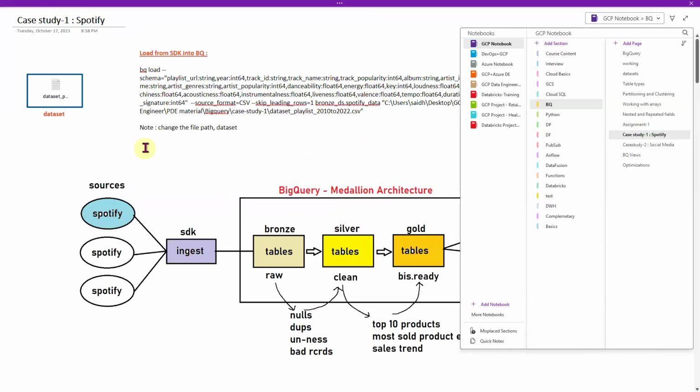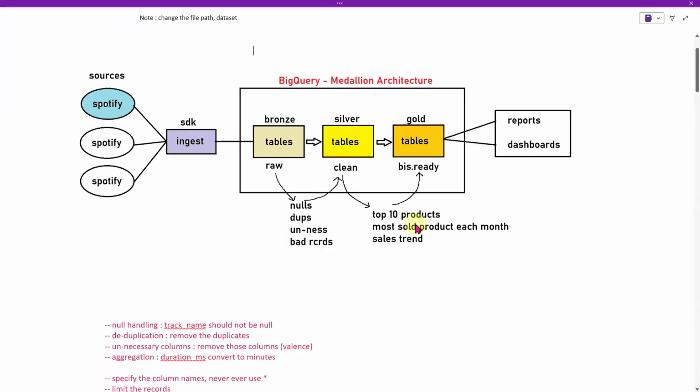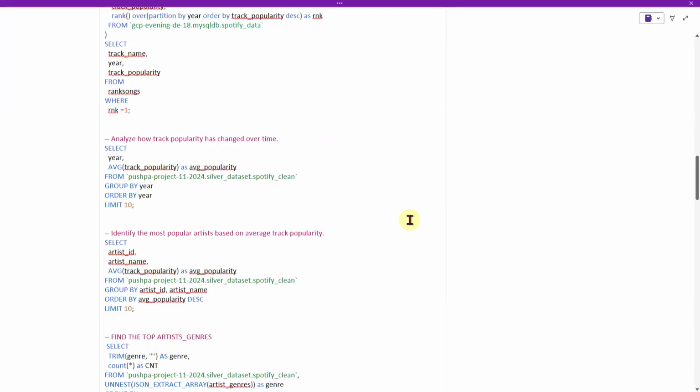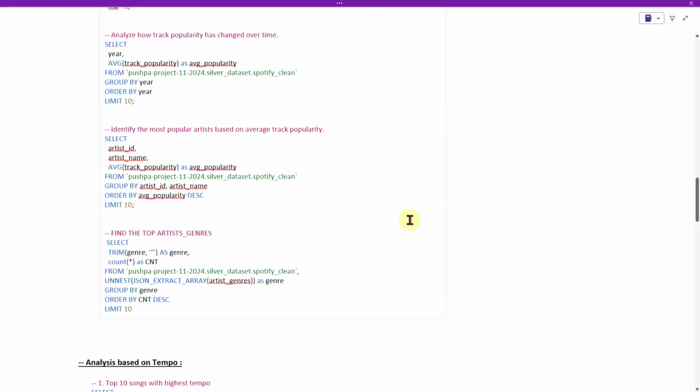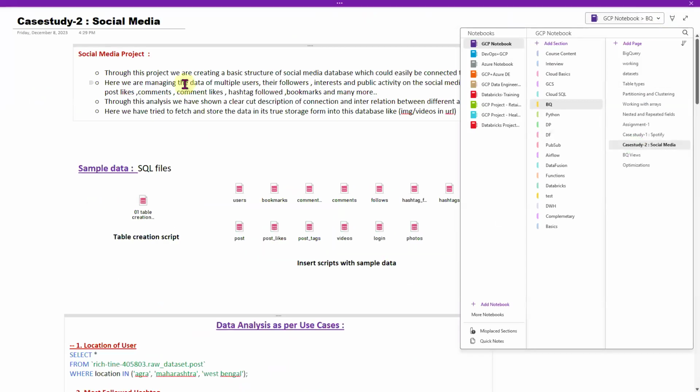Case study 1 in BigQuery, the Spotify case study, where we are following the medallion architecture. For this one, we are going to answer a lot of questions and a lot of answers here. This kind of analysis is very famous in BigQuery. And there's a case study too for the social media case study.